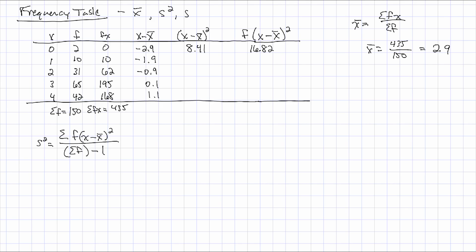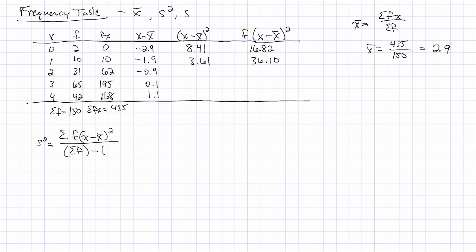So second one is 1.9 squared. Just do that on your calculator and you get 3.61. Then while it's on the calculator, we multiply by the frequency, which is 10, and we get 36.10.